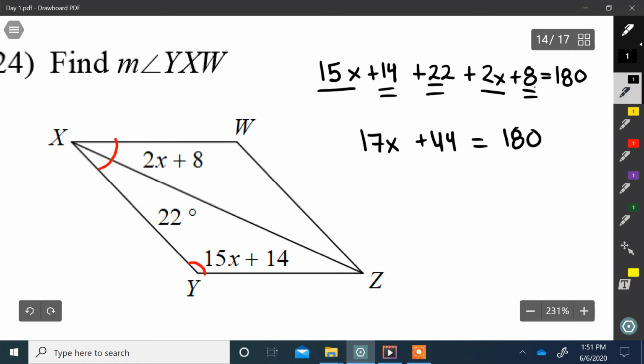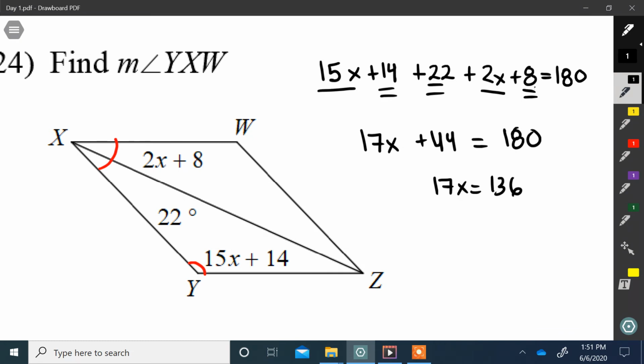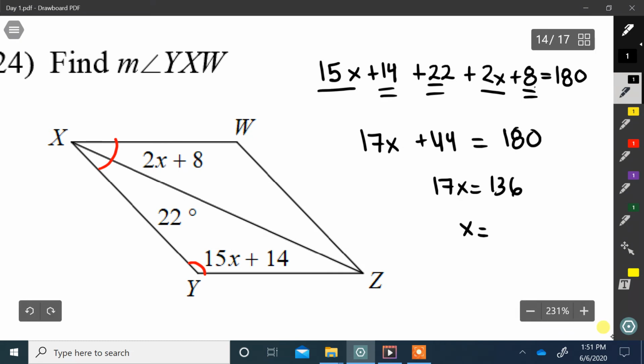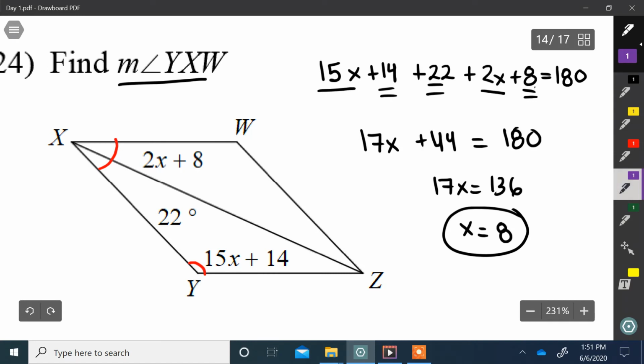Now I'm gonna go ahead and subtract 180 from 44. That's gonna be 136, which I'm going to divide by 17, and that's gonna give me 8. But of course, that's not what I'm looking for. I'm looking for this right here, the measurement of y, x, w.